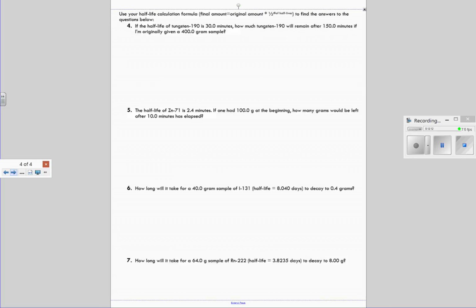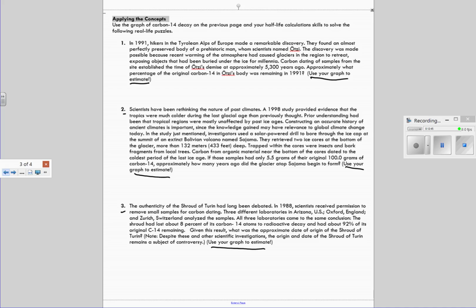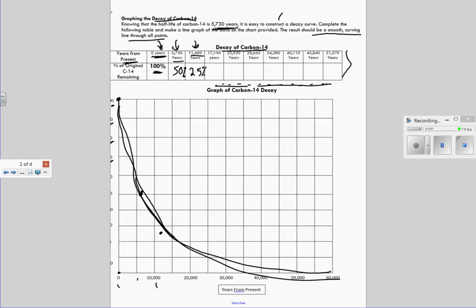Now, for the 4th page, this last one, this is when you're going to bust out your calculators and show off your skills using our formula that we've been working with. Our final amount of our radioactive sample equals the original amount times 1/2 raised to the number of half-lives. And you'll see some of these problems will relate to how much time has gone by. Some of them will relate to how much of a certain substance is left. So the idea here is that this page is calculations. This page is using the graph that you created here to make some educated estimates.